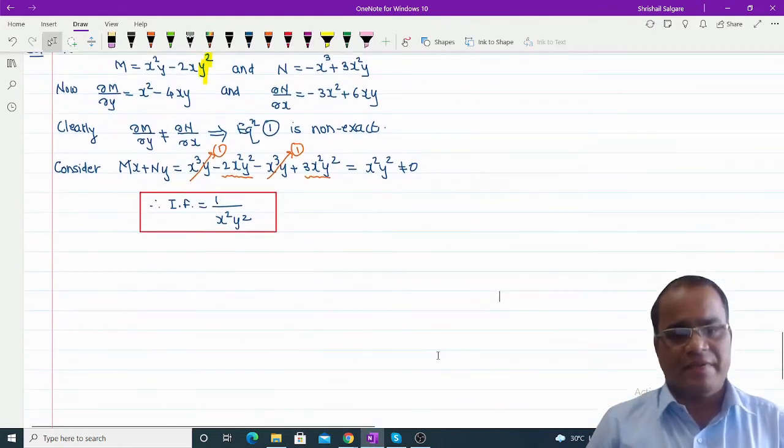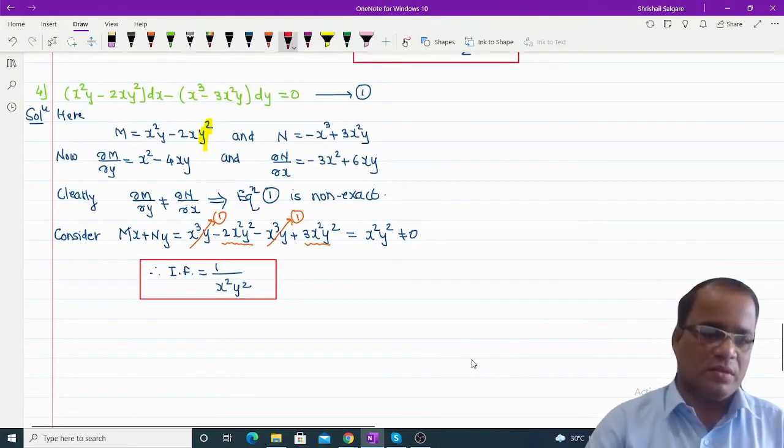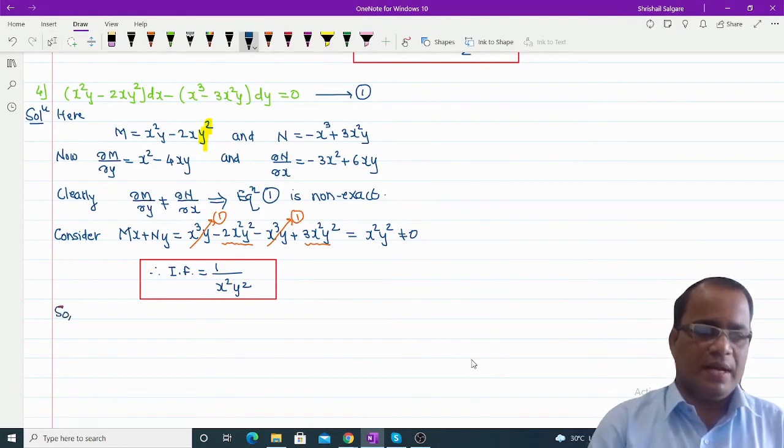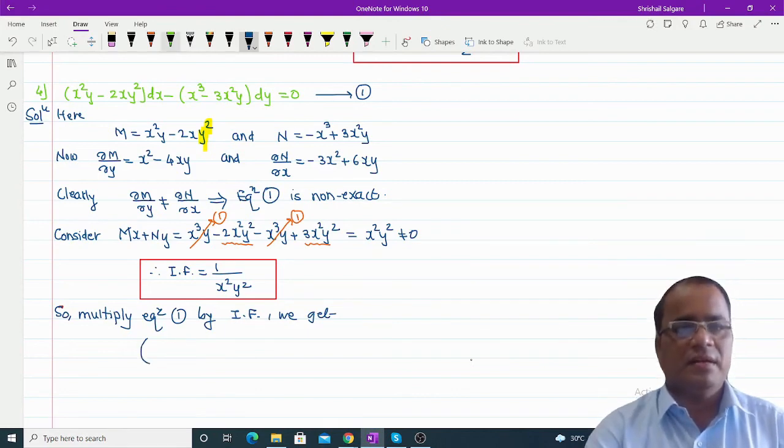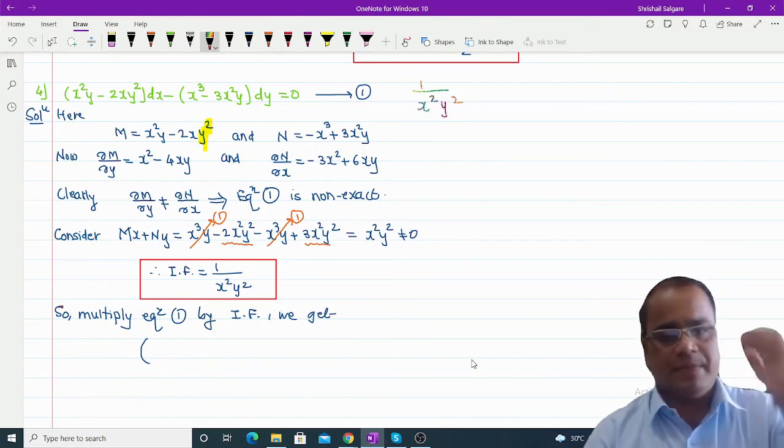Now, after getting the integrating factor, our next step is to multiply. Multiply equation 1 by the integrating factor. Then you will get... Can anyone help me to write the term? What is the first term? For your understanding, I will take a different color. So 1 upon x square y square is the term you are multiplying.